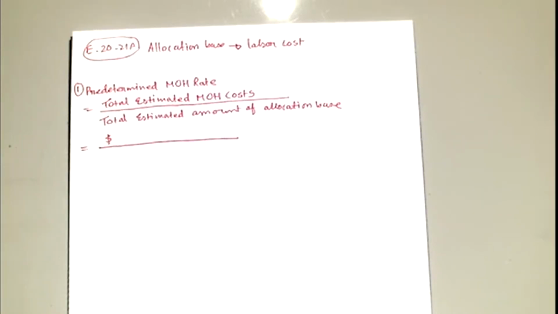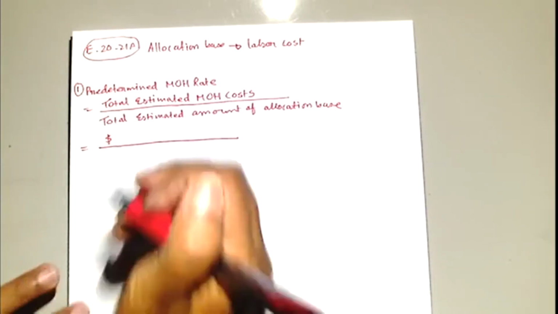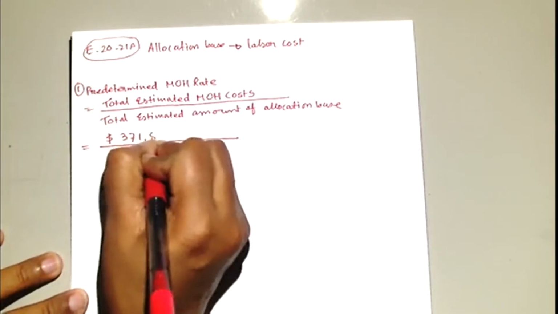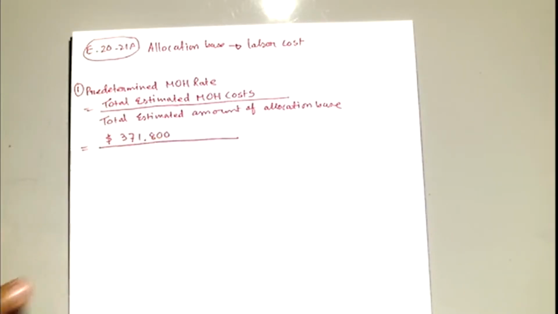Yes, Kyle? 371,800. And Mackenzie, do you have any information about the denominator? That means what is our estimated labor cost? Because this denominator will tell you about your allocation base, which is labor cost. So this time we need to know the estimated labor cost. Do we know our estimated labor cost? Or any clue? How can we get it? Any clue? Anyone? You can tell anything.